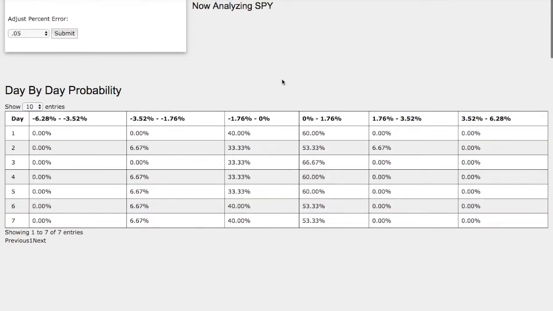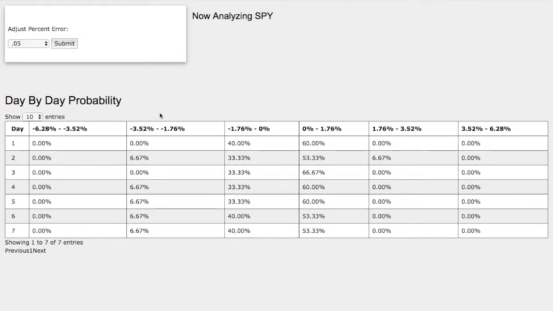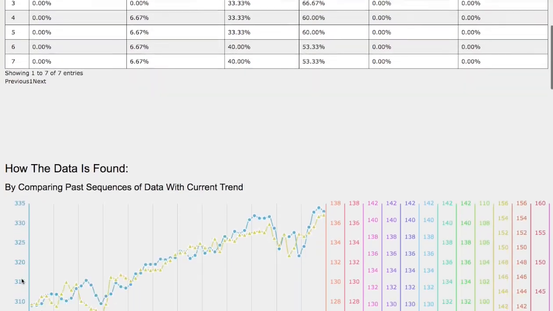If we move back to the day-by-day probability model, it coincides with this standard deviation, in the 53% chance between 0 to 1.7% to the upside. Again, this model is now available in the link below, so do check it out.